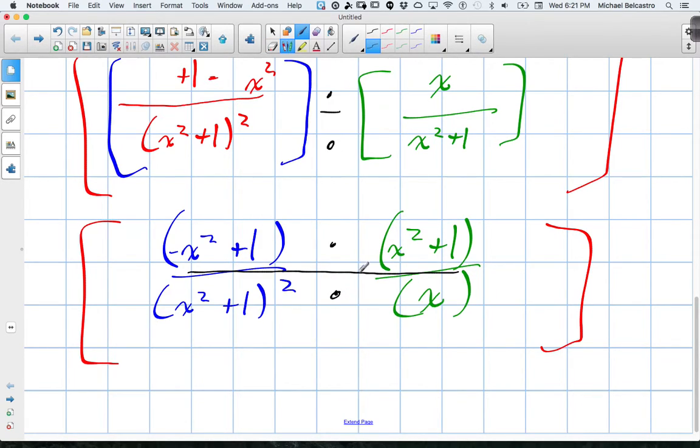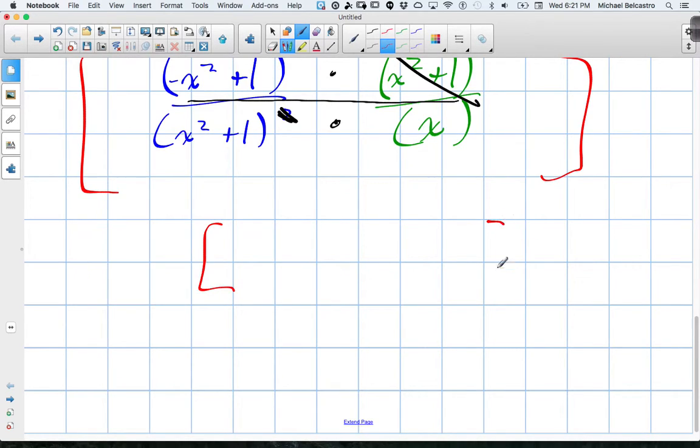Can you cancel? Yes. Because this is squared and this is just to the power of 1, and the bases are the same, this one will disappear and this one will drop to the power of 1. And then we're left with still just that red part. Remember, I still haven't even dealt with that left side. We have negative x squared plus 1 on top, divided by x squared plus 1 times x.